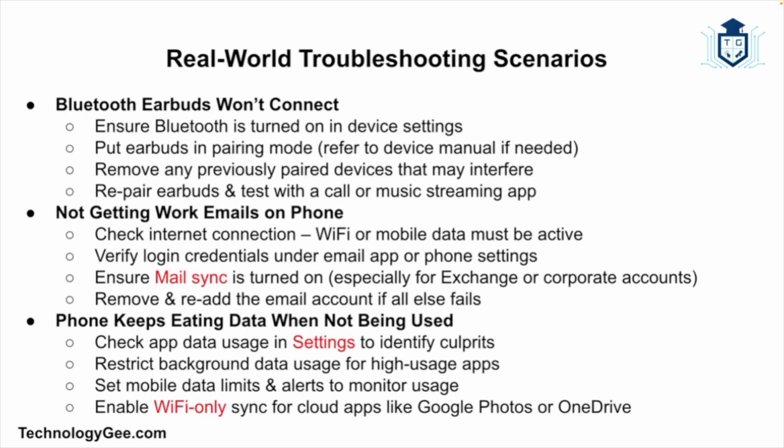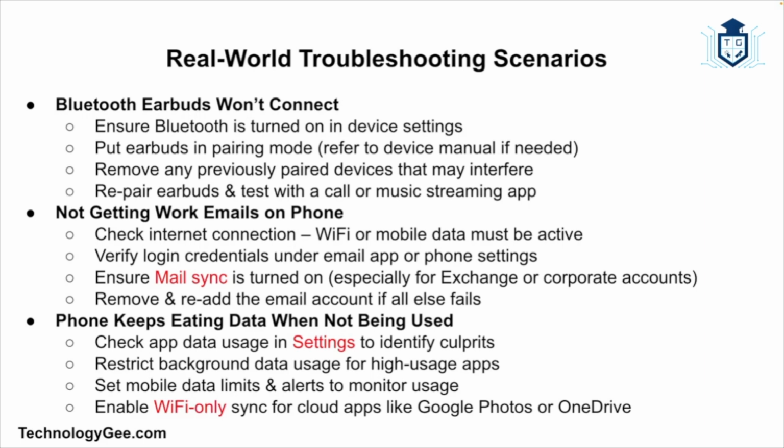Another scenario you might run into is somebody saying that they're not getting work emails on their phone. First thing you want to do, you want to check the internet connection to see if they're on Wi-Fi or cellular. You then want to verify their account credentials under the email settings. You want to make sure that the mail sync is enabled, and you want to try removing or re-adding the account.